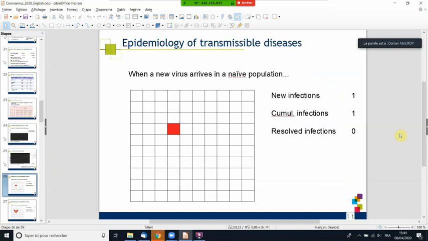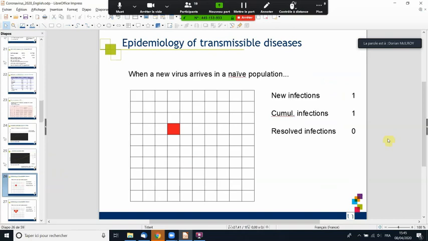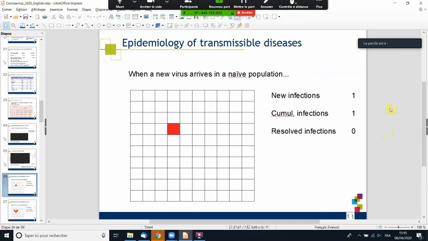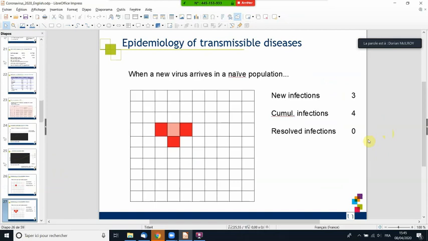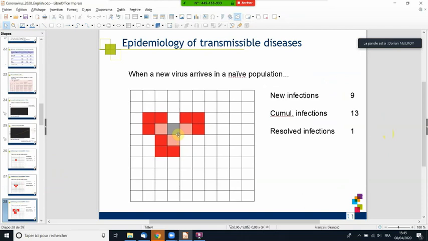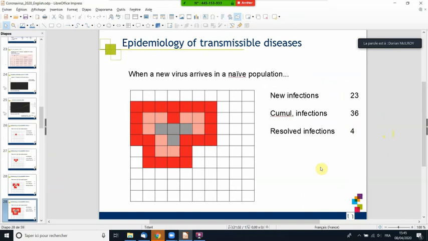Everybody is susceptible. So then what happens is, with each cycle of replication of the virus, you get some new infections, and then people who have been infected can either survive or die. But in any case, if you survive, you become immune to the virus, you're not susceptible anymore. So the next generation, this person has infected three other people, so you've got three new infections, four cumulative infections, and zero resolved infections. This first person is going to recover. These three people are going to pass the virus on to new people. And then every cycle of virus replication, you get more and more people getting infected.